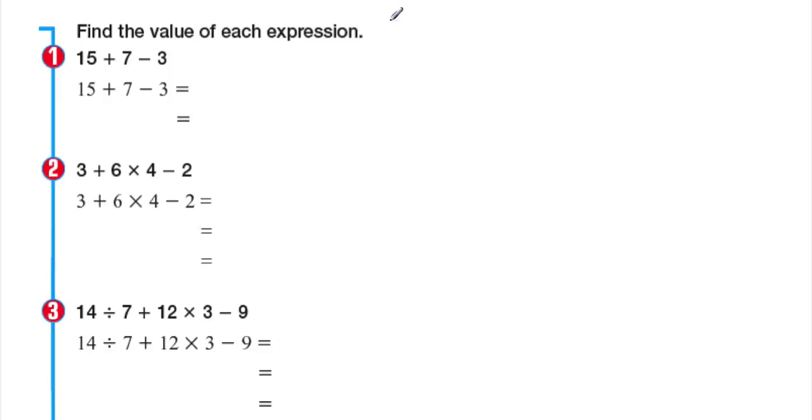Find the value of each expression. Example number 1: 15 plus 7 minus 3. If you notice, addition comes first right away. Let me write this down here: 15 plus 7 minus 3. 15 plus 7 goes first, so this becomes 22. Bring down, subtract 3. So 22 minus 3 will give you 19 according to the order of operations.